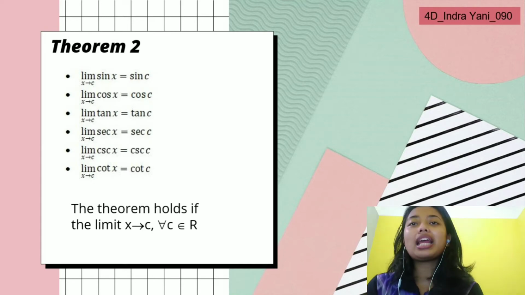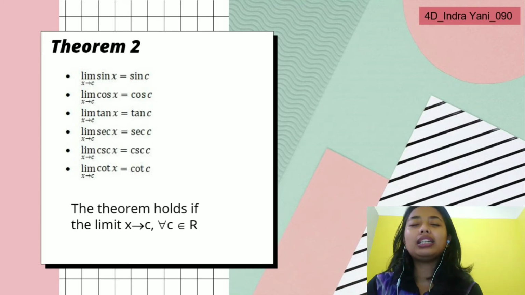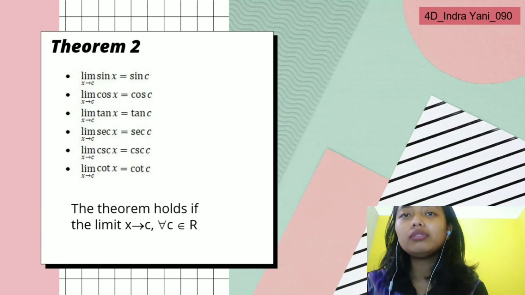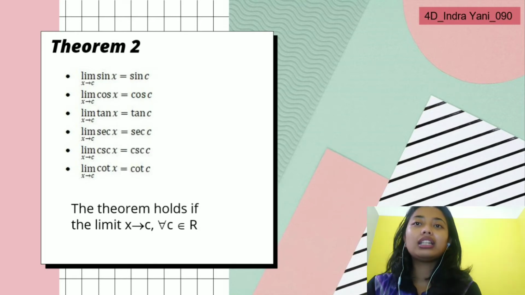Next, limit secant x equals secant c as x approaches c. Then limit cosecant x equals cosecant c as x approaches c. And last but not least, limit cotangent x equals cotangent c as x approaches c.